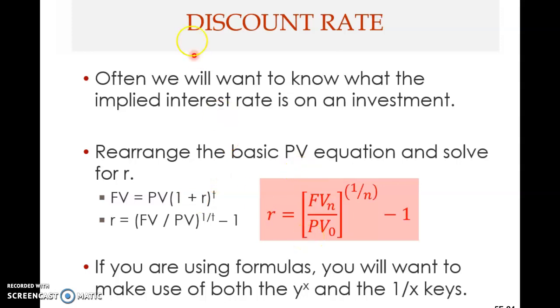We're looking at solving for the unknown interest rate or discount rate in a simple time value of money problem. I was explaining in the previous clip that we are using formulas. For this particular problem, you need to know how to use the y to the power of x key and the reciprocal key, 1 over x, in a normal scientific calculator. So you need to know how to use these two keys here.